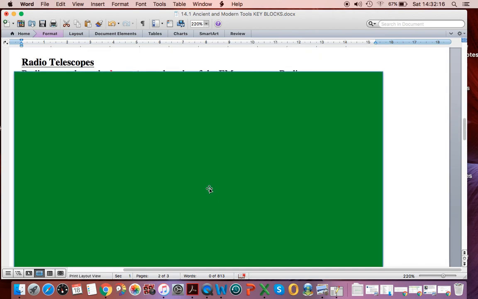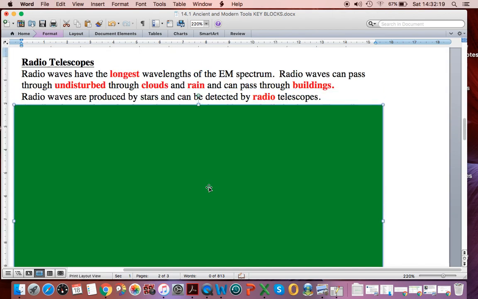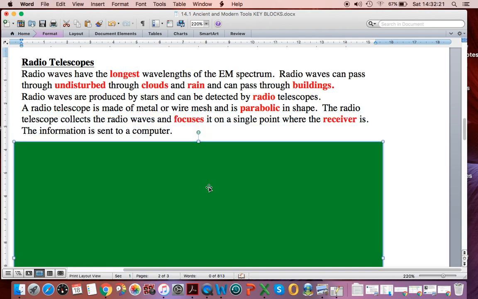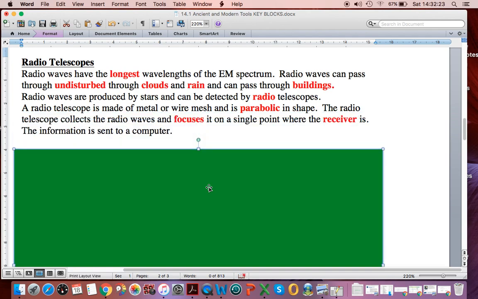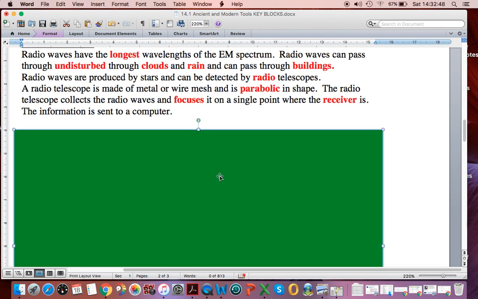We look at radio telescopes. So here we're looking for the lowest energy, longest wavelengths of the electromagnetic spectrum. It talks about what they can pass through. This is nice. It can pass through clouds and rain, so the atmospheric conditions aren't going to have a huge impact on them. Talks about a parabolic shape, so not a circular shape. You hopefully learn about parabolas in math.